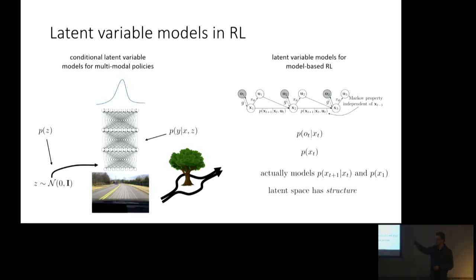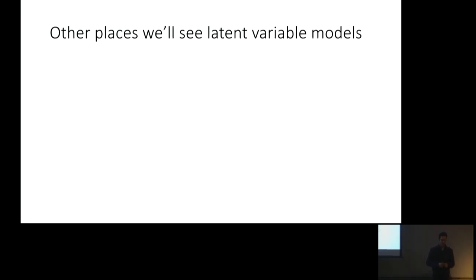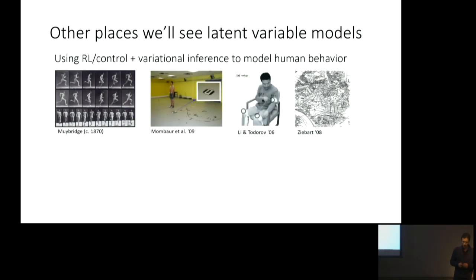Okay, so these are a couple of places where we've seen these models already. We'll see a lot more of them going forward. We'll see some examples of variational inference and latent variable models when we talk about using principles from RL and control to analyze human behavior. If you assume that a person is acting in some near optimal way, you can observe their behavior, model it as though they were solving a control problem, and perhaps you can figure out what their objective is, what they're trying to accomplish.